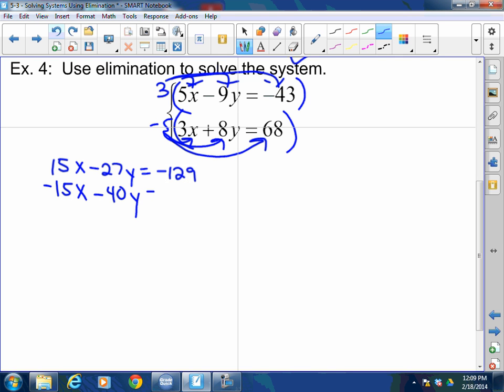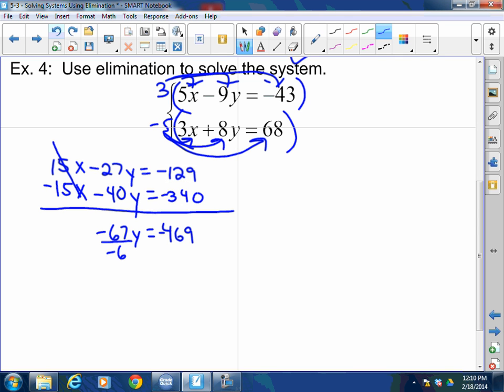Equals negative 340. Negative 340. Thank you. Does everyone see how and why I did that? You promise. All right. The x's cancel. This is negative 67y equals negative 469. Okay? You guys with me there?